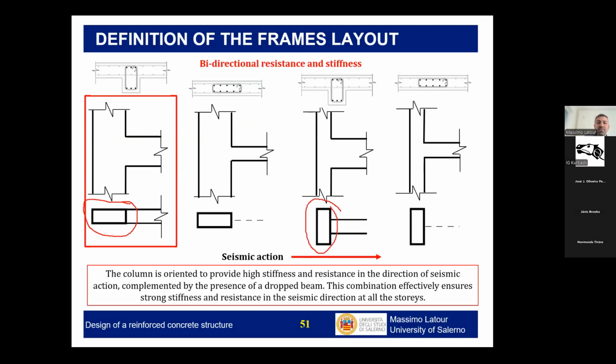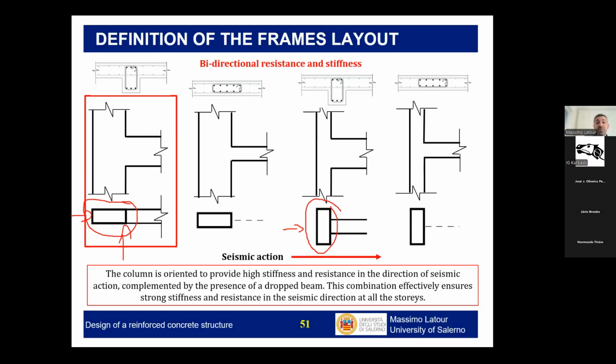Clearly, the second one, the one more on the right of this slide, is better. If this is the direction of the seismic forces, putting the column in the direction of the minor axis, the direction of lower inertia, will not provide a big contribution to the lateral resistance of the structure. This layout, of course, has to be considered much more effective in terms of seismic resistance.